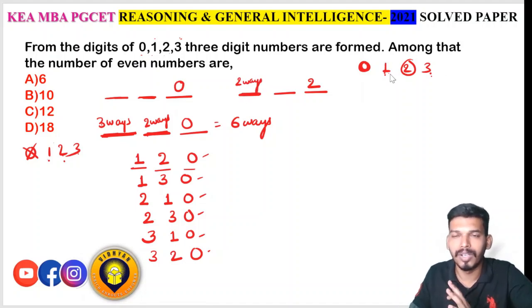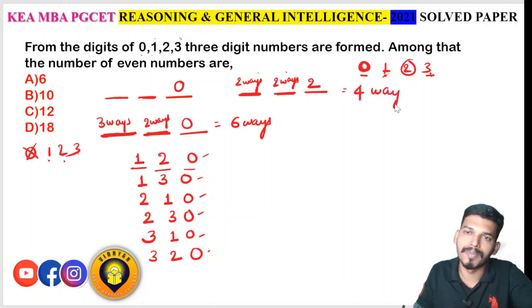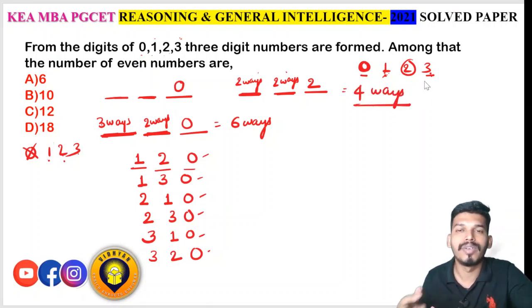So you put either 1 or 3, and after that how many digits remain? Suppose I place 1, then the remaining digits are 3 and 0. Now you can place 0 in the middle, so there is no issue. So 3 or 0 can come. That means again you get 2 ways. So 2 ways into 2 ways, in total 4 ways. So there are 4 even numbers you will get which are ending with 2.